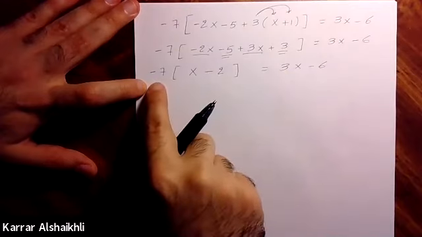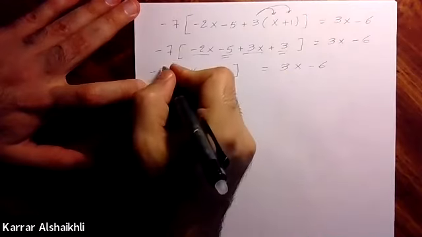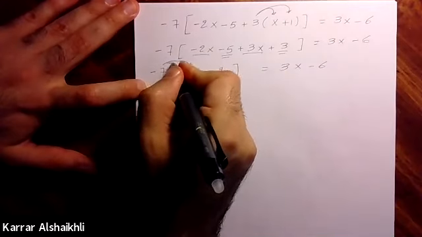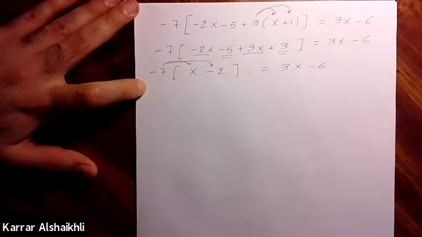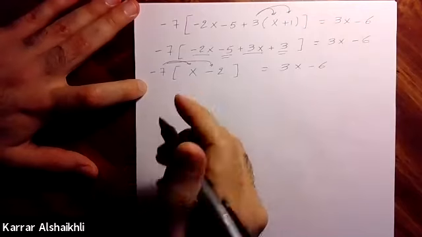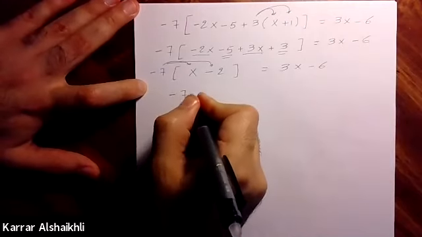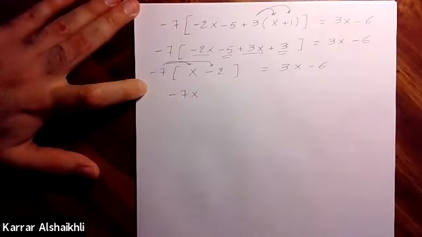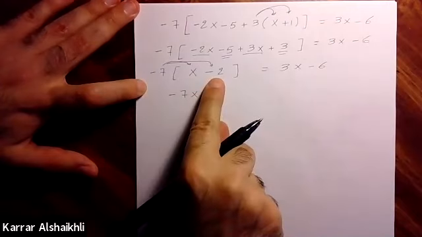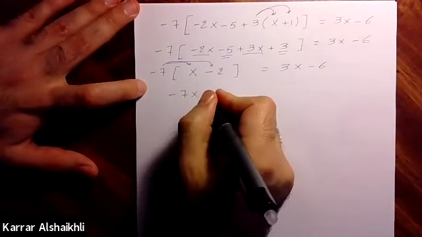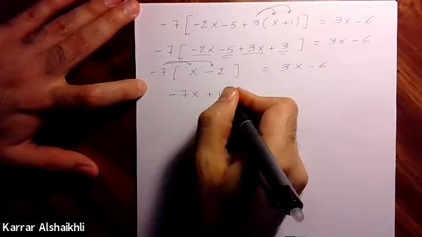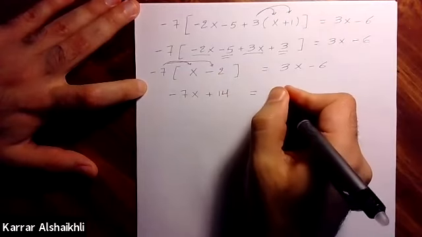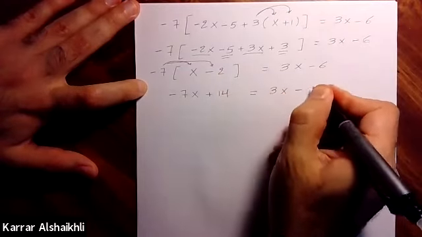Next step, the bracket is exactly the same parentheses, negative 7 times these 2 terms. That means we're going to use the distribution property. So I have to distribute negative 7 here and here. So negative 7 times x is going to be negative 7x. Negative 7 times negative 2 is going to be positive 14, equal 3x minus 6.